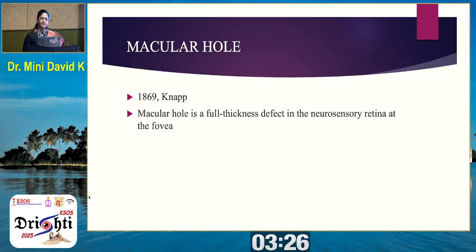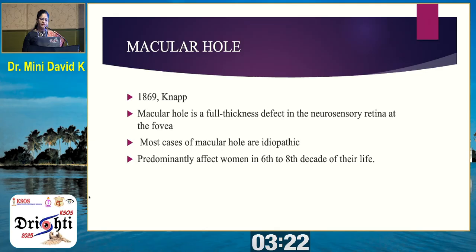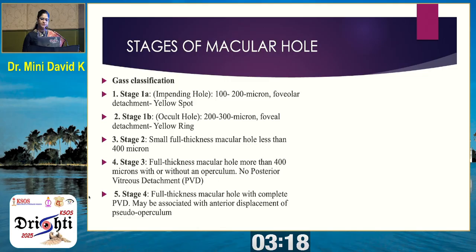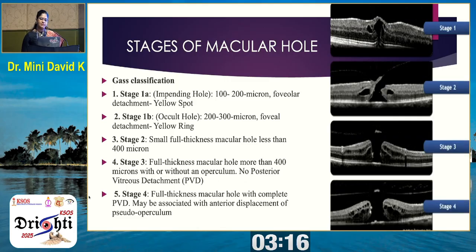Next is macular hole. It's a full thickness defect in the neurosensory retina at the fovea. Most cases are idiopathic and can affect the 6th to 8th decade of life. Coming to the stages, the Gass classification. Stage 1A is impending hole with 100 to 200 microns with foveolar detachment. Stage 1B is occult hole, 200 to 300 microns with foveolar detachment, clinically seen as a yellow ring.